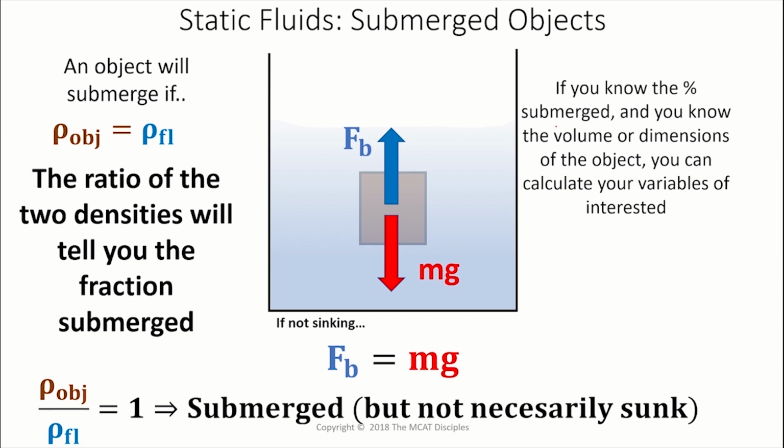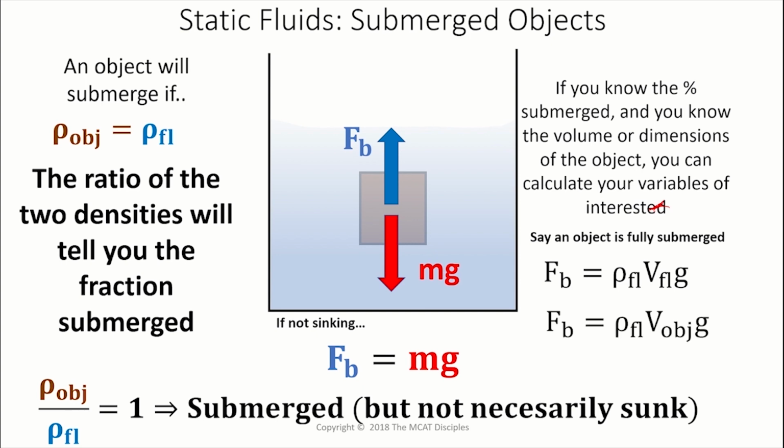Again, if you know your percent submerged and you know the volume or dimension of the object, you can calculate your variables of interest. Clearly, I need to proofread this more. Say an object is fully submerged. Then you say force of buoyant is equal to rho v fluid g. Then that's the fluid displaced. And since the object is fully submerged, the volume of the object is equal to the volume of fluid displaced. So we can say force buoyant is equal to rho fluid v object times gravity.